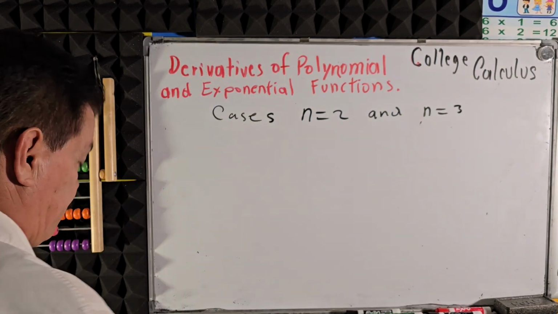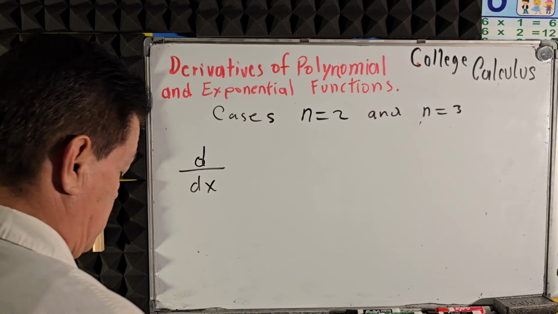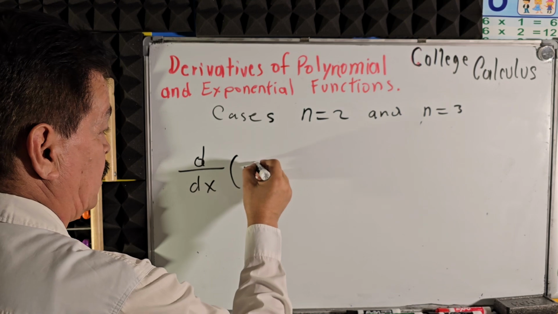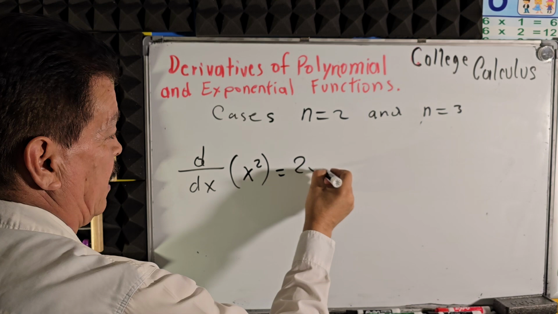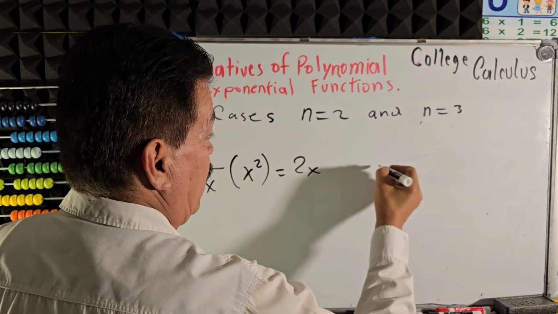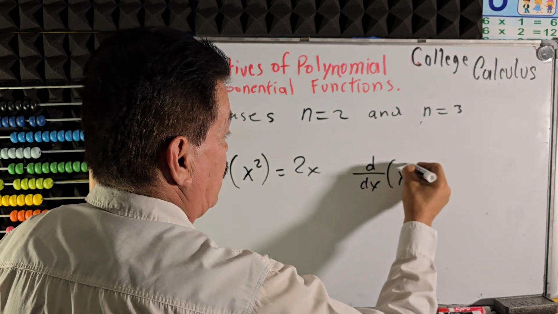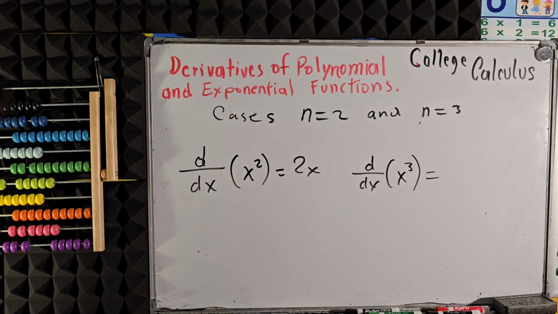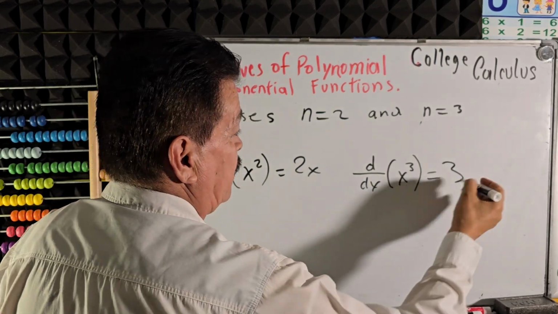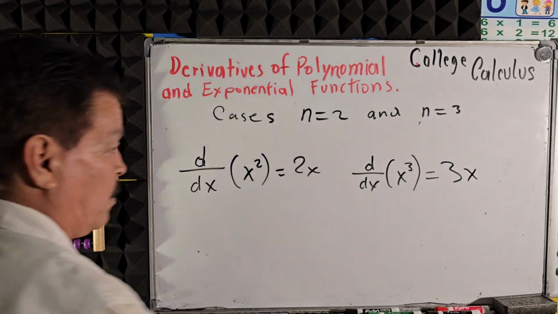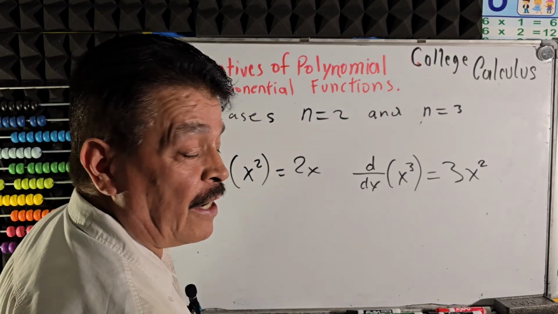Just write the formula: d divided by dx of x to the second power will be equal to 2x, right? And then the other one, d divided by dx of x to the third power, will be 3x to the second power. Here it is 2x, and here 3x with the second power. See the difference? All right.